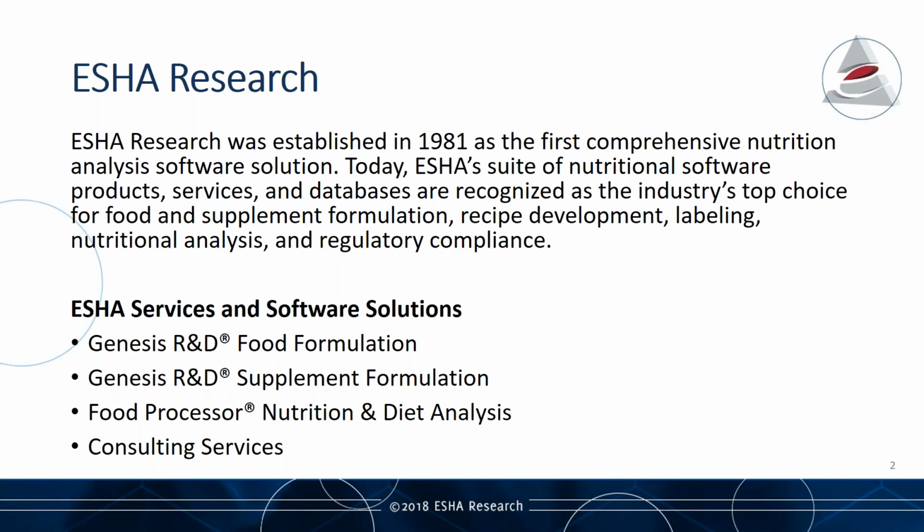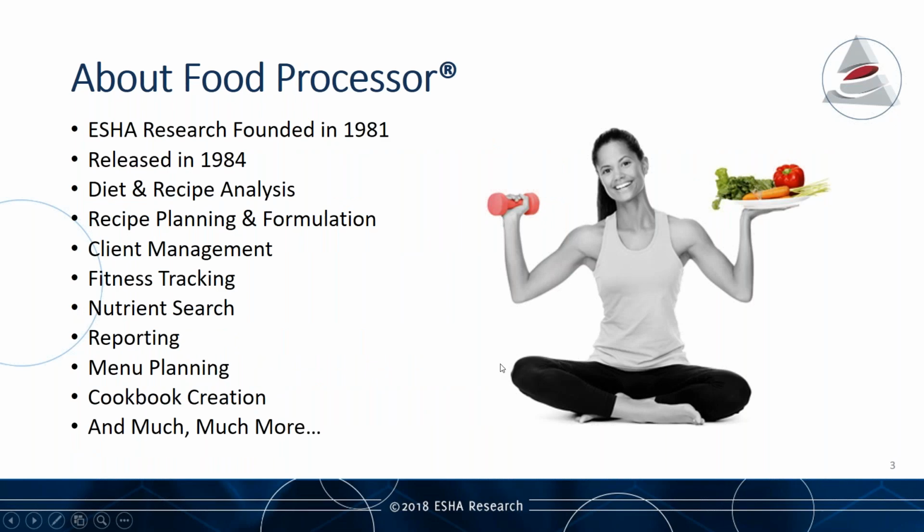ESHA Research was established in 1981 as the first comprehensive nutrition analysis software solution. Today, ESHA has a number of applications, services, and databases, including the Genesis suite of software, the food processor that we'll be looking at today, and our consulting services. As I said, today we're looking at the food processor. It was released in 1984, the first software that ESHA ever released, and it's designed for diet and recipe analysis, recipe planning and formulation, client management, fitness tracking, nutrient searching, reporting, menu planning, cookbook creation, and much, much more.